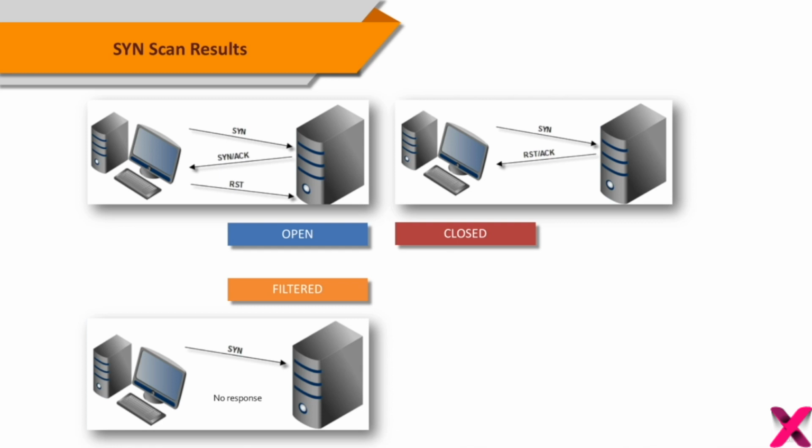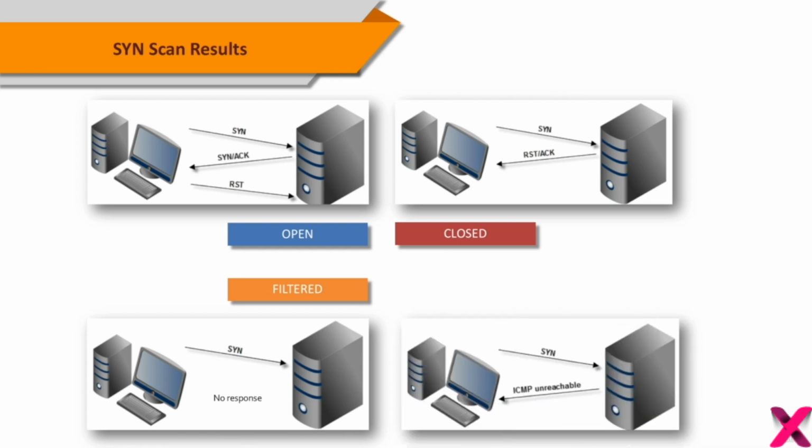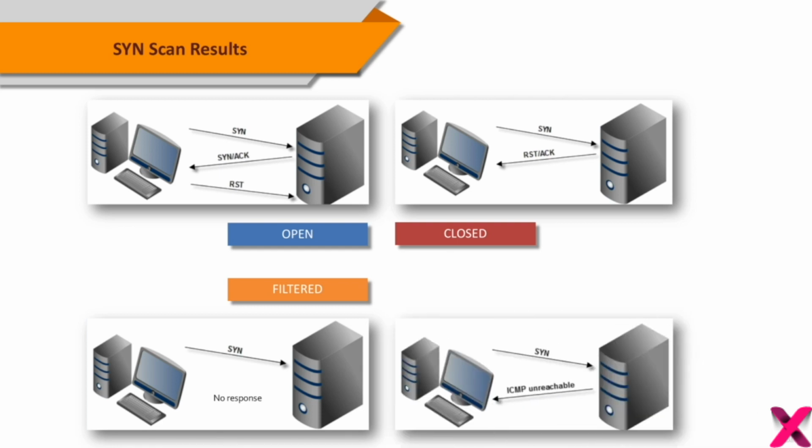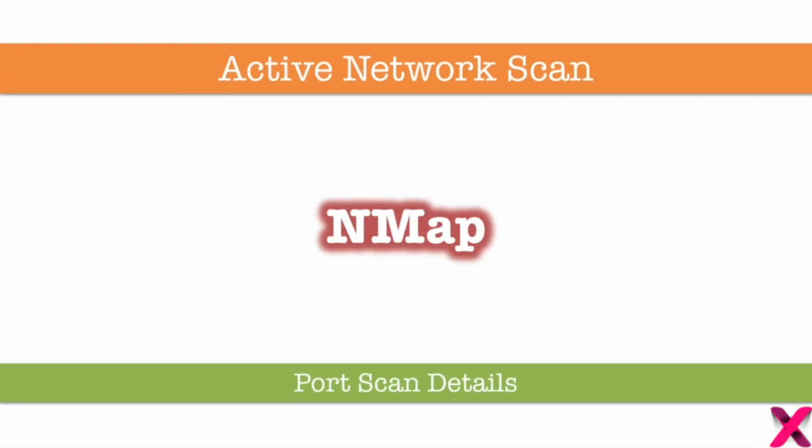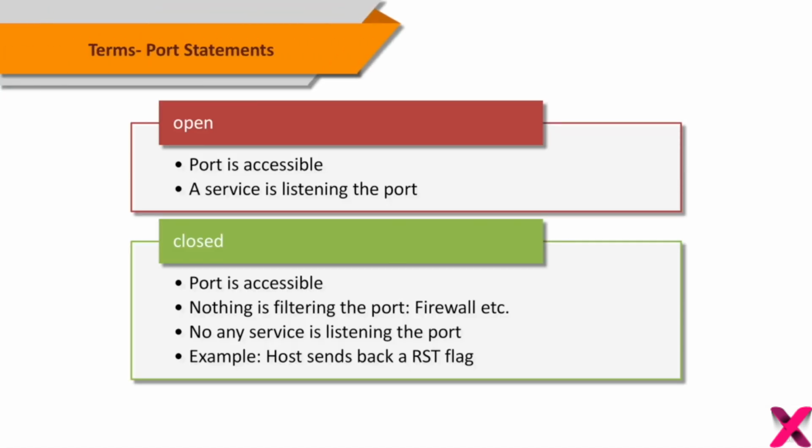It's a common behavior of the firewalls. If the destination system replies an ICMP unreachable packet for our SYN packet, again, it's interpreted as filtered. This is another type of firewall behavior. Well, what do open, closed, or filtered actually mean? Let's take a closer look at the results of nmap.